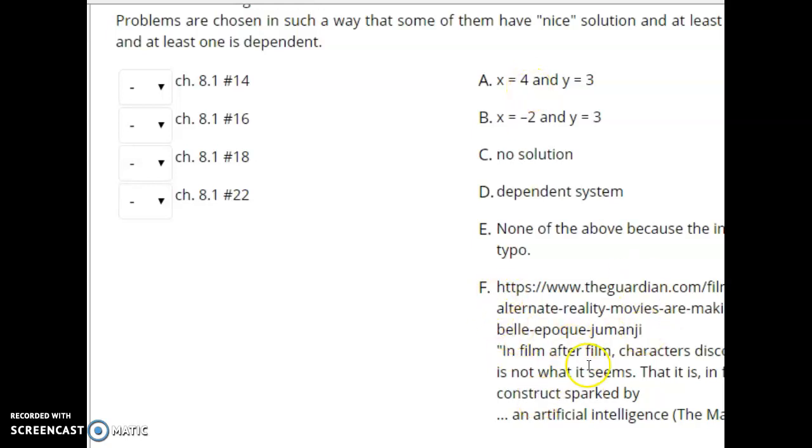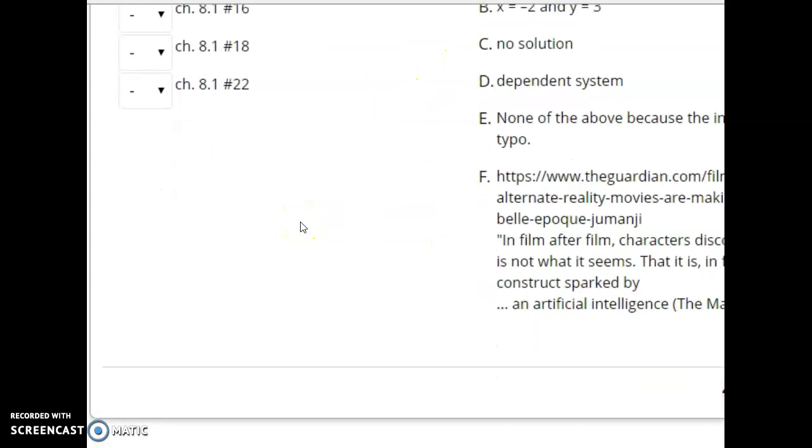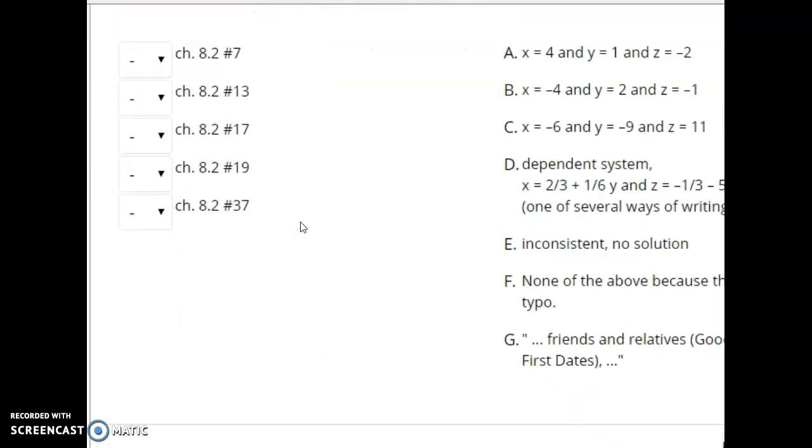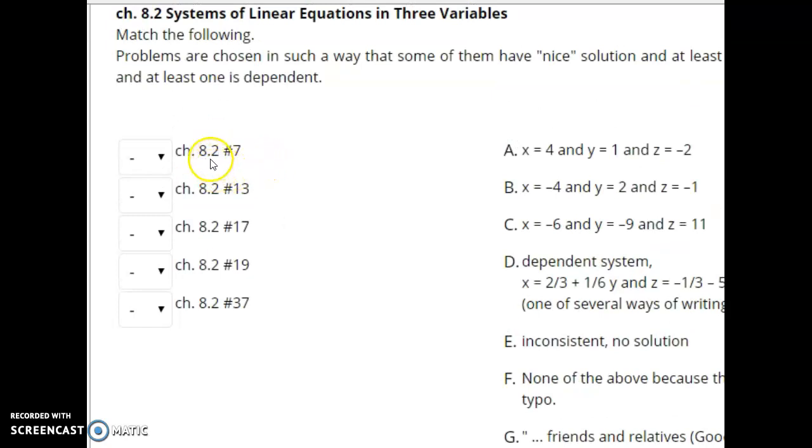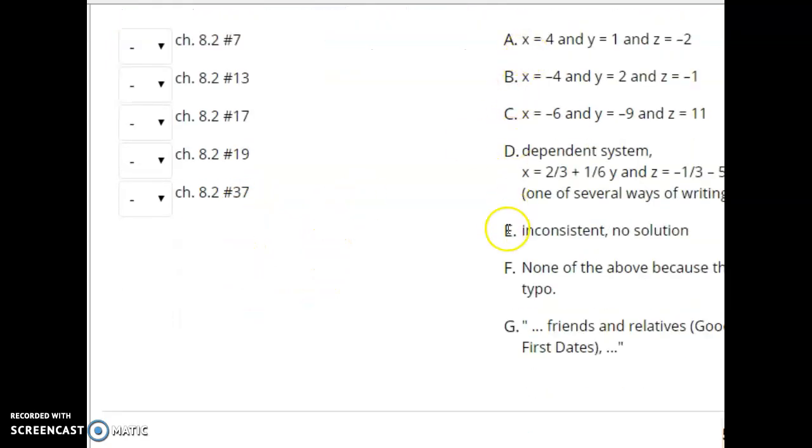And then this answer here, of course, is kind of like a dummy answer, right? So don't choose that one. So again, for the most part, they're actually in the same order here. So I have here for 8.2, you look in the book, whatever page number that is, chapter 8.2, problem 7, 13, 17, and 19. And then again, the same thing. For the most part, they're probably in the correct order.